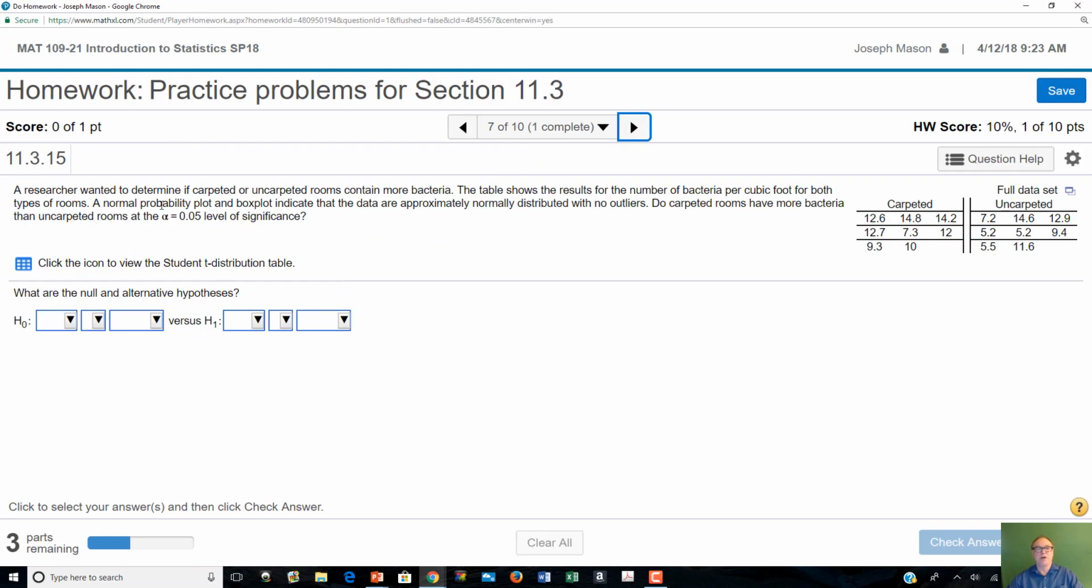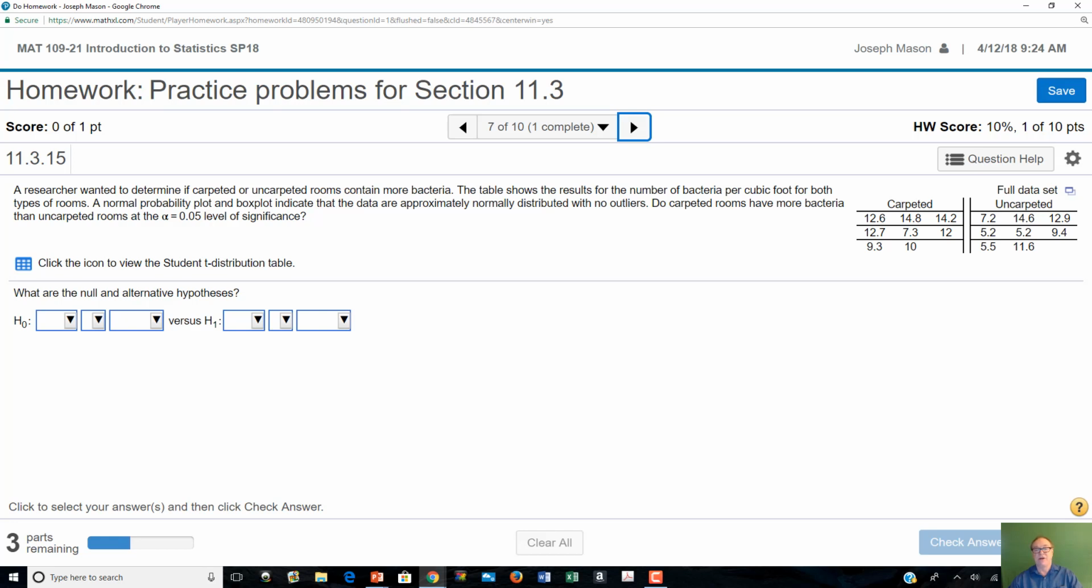All right, so the researcher wanted to determine if carpeted or uncarpeted rooms contain more bacteria. The table shows the results for the number of bacteria per cubic foot for both types of rooms. A normal probability plot and box plot indicate that the data are approximately normally distributed with no outliers. Do carpeted rooms have more bacteria than uncarpeted rooms at the alpha equals 0.05 level of significance?